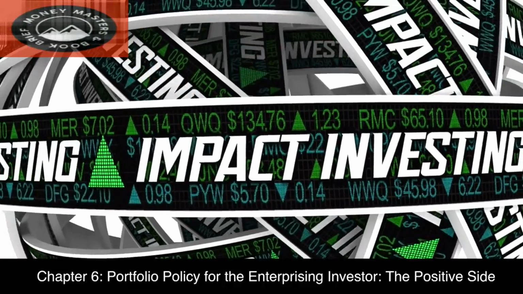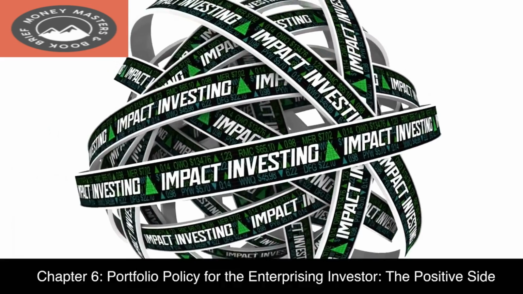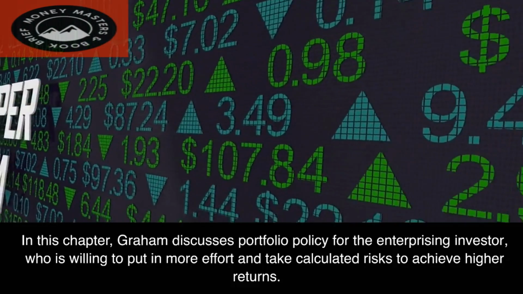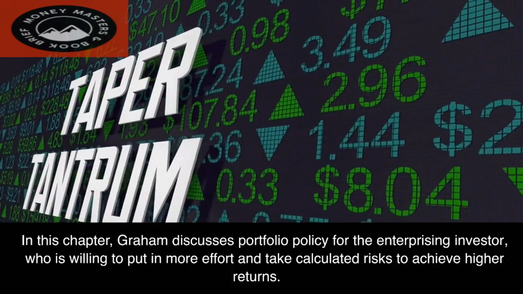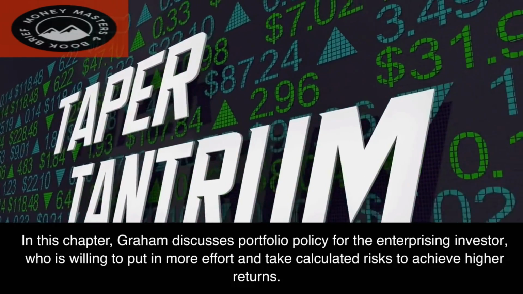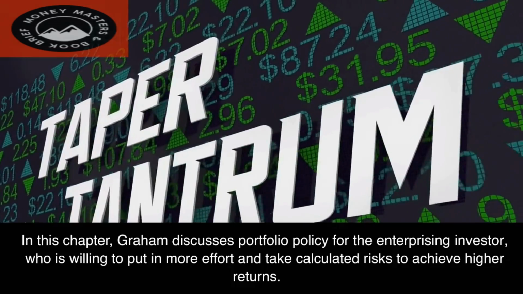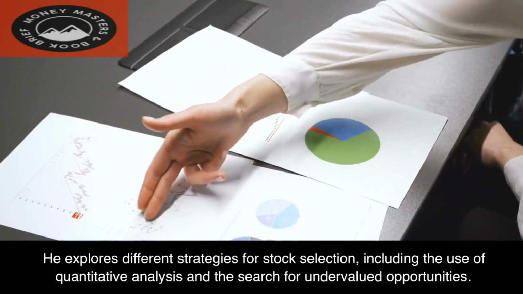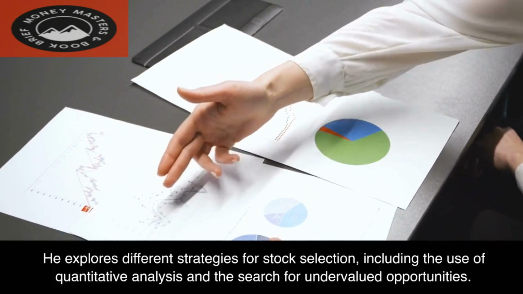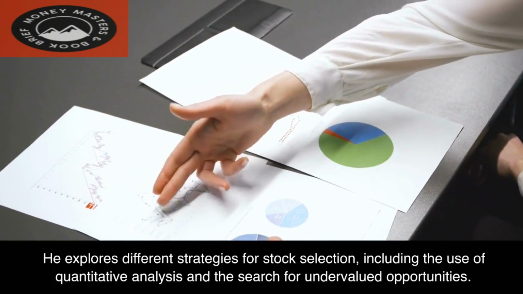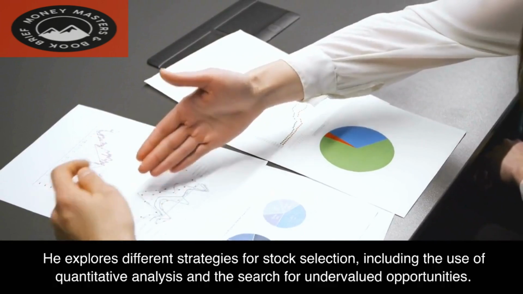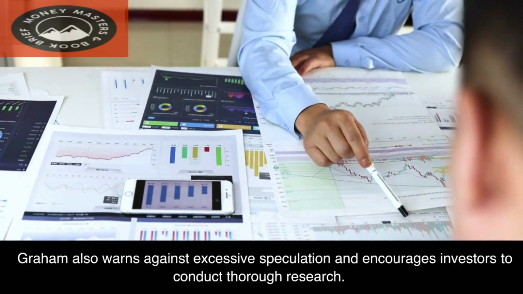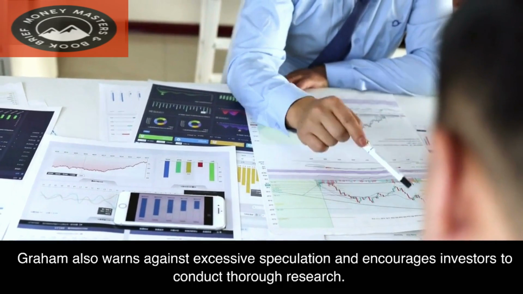Chapter 6. Portfolio Policy for the Enterprising Investor, the Positive Side. In this chapter, Graham discusses portfolio policy for the enterprising investor, who is willing to put in more effort and take calculated risks to achieve higher returns. He explores different strategies for stock selection, including the use of quantitative analysis and the search for undervalued opportunities. Graham also warns against excessive speculation and encourages investors to conduct thorough research.